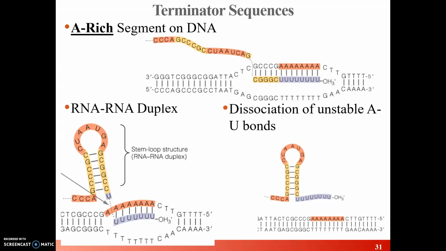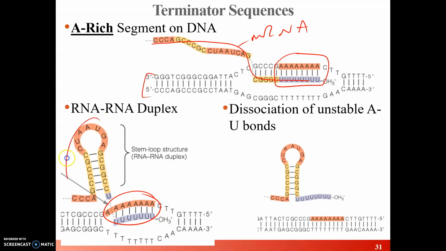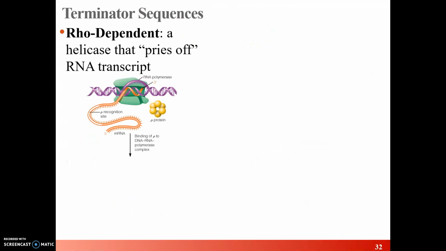This is the image from your book also showing the intrinsic option. There's your AU stretch. This is your messenger RNA. And you can see the DNA template here. And then we end up with this RNA-DNA duplex, the A's and U's, and then the whole thing dissociates, leaving you with your transcript that's done. Okay? So that's the intrinsic option.